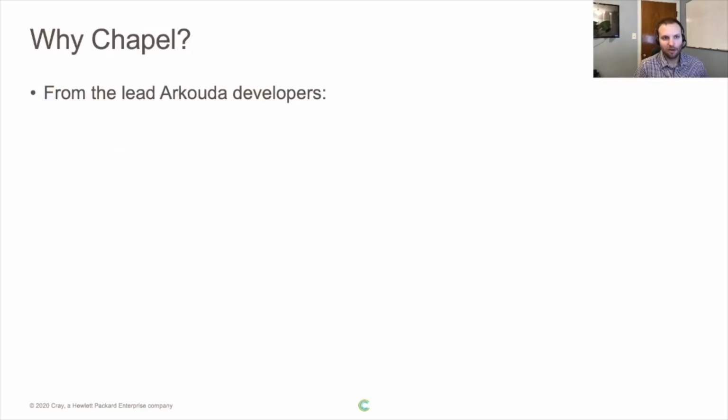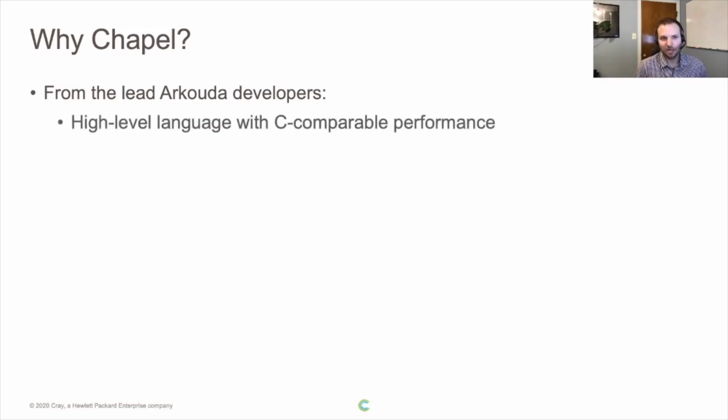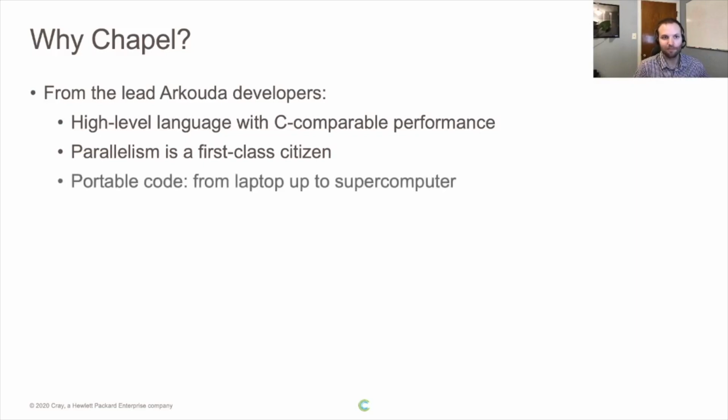When asked the question, why develop Arkouda in Chapel, it'd be hard for me to give an unbiased answer as I'm a developer on the Chapel team. But when asking the lead Arkouda developers, this is the answer we got. Chapel is a high-level language with C-comparable performance, both in terms of single node and distributed performance when comparing to C plus MPI. Arkouda developers chose Chapel because Chapel has parallelism as a first-class citizen. This makes it much easier to express the parallel and distributed algorithms that are necessary to implement a lot of these operations in Arkouda.